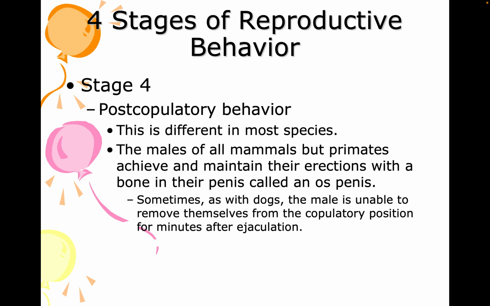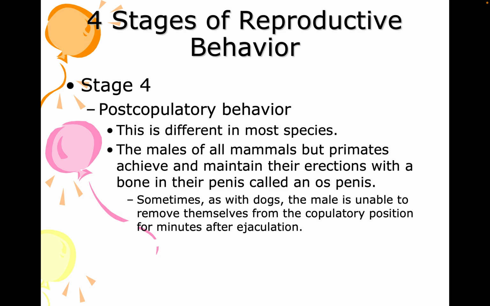Sometimes, as with dogs, the male is unable to remove himself from the copulatory position for minutes after ejaculation, and the male and female get stuck because his os penis has moved. Normally, what happens is that when she's in the right position, her vagina is straight, so that intromission can take place. And then if she moves or gets in another position, then he cannot pull out, because the bone's in there.